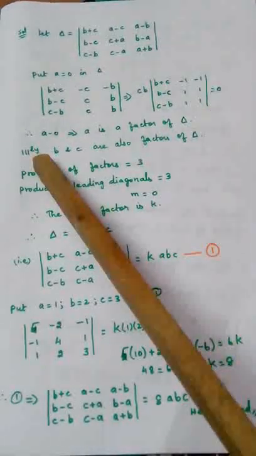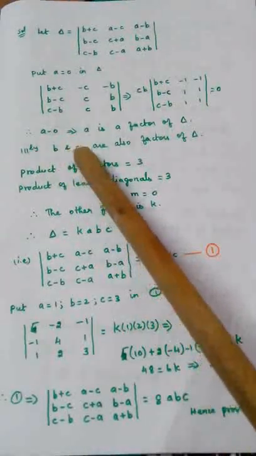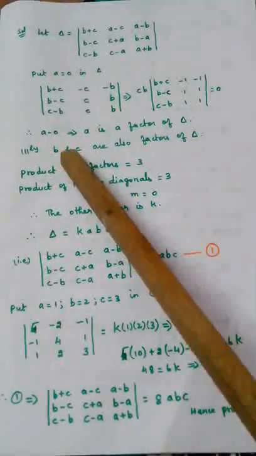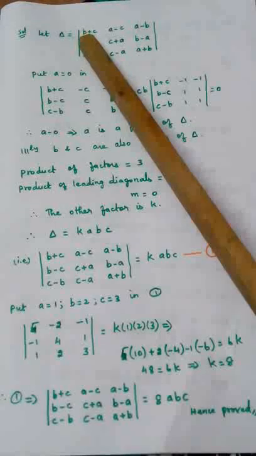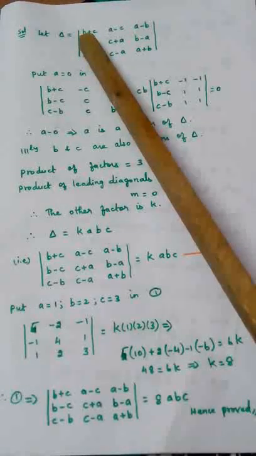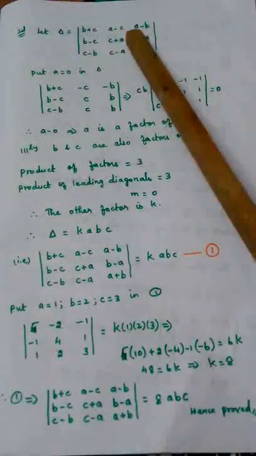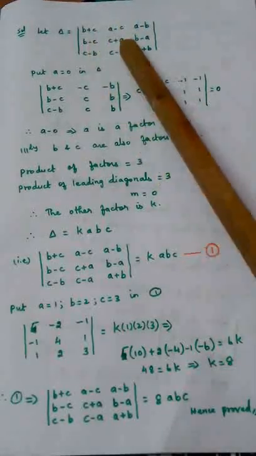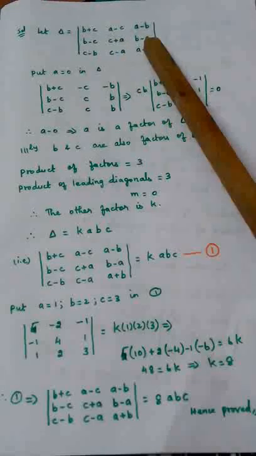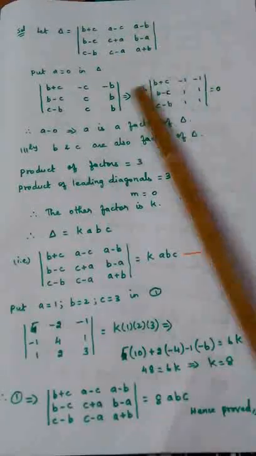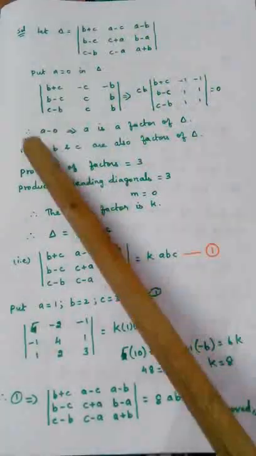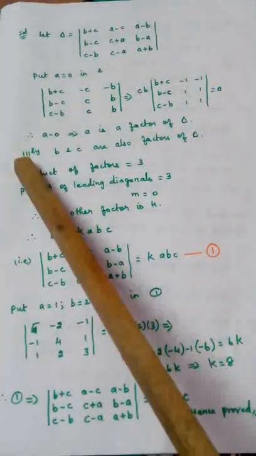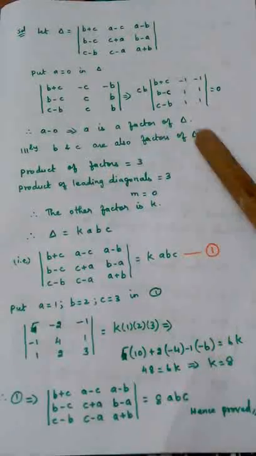Similarly, we can prove B and C are also factors of delta, because if I put B equal to 0, what will happen here? C, here A minus C, here A. Similarly, minus C, C plus A, minus A. Similarly, if you take like this, again that determinant will also be equal. You can check it by yourself. We are writing it as similarly B and C are also factors of delta.